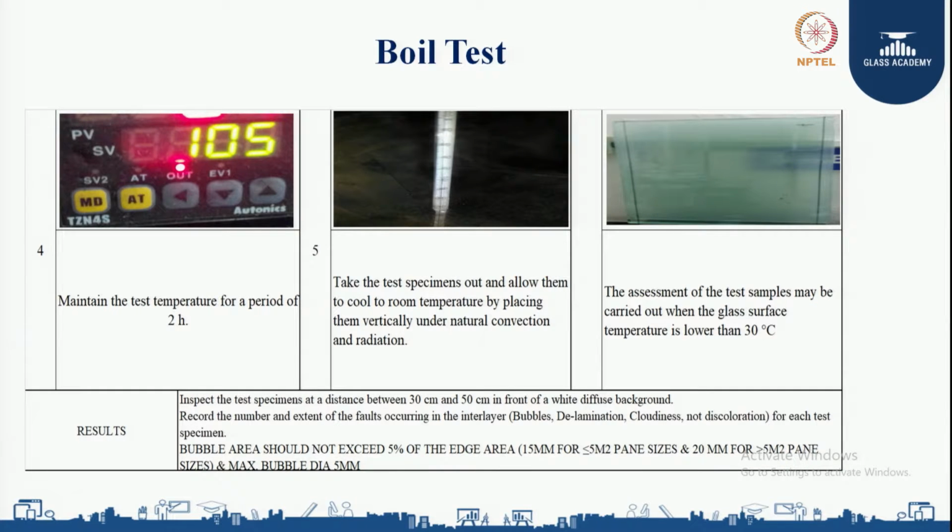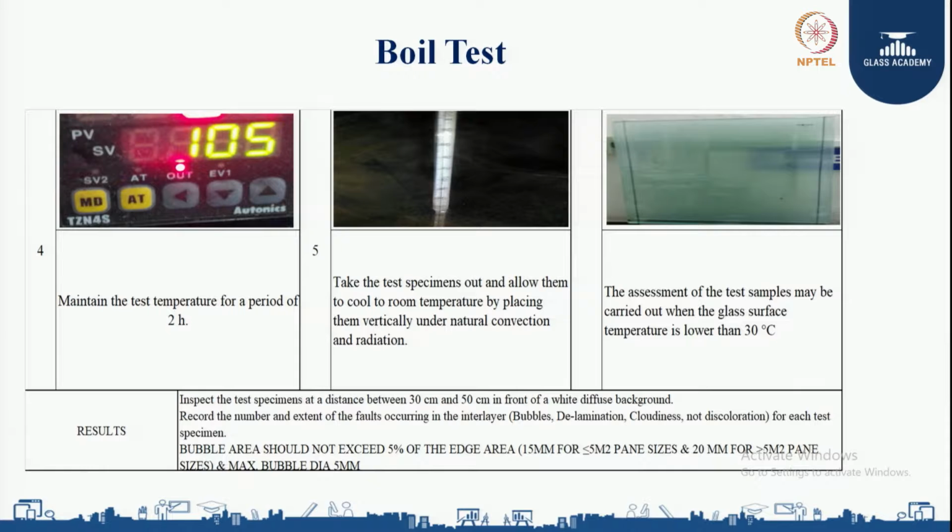Take the test specimens out and allow them to cool to room temperature by placing them vertically under natural convection and radiation system. How do we need to observe or make a conclusion? The assessment of the test samples may be carried out when the glass surface temperature is lower than 30 degrees centigrade. And how are we going to conclude and give the result?